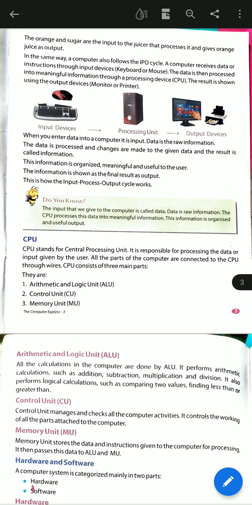CPU consists of three main parts. There are three main parts of CPU. First is arithmetic and logic unit, second is control unit, and third is memory unit. Arithmetic and logic unit: all the calculations in the computer are done by ALU, the arithmetic logic unit.